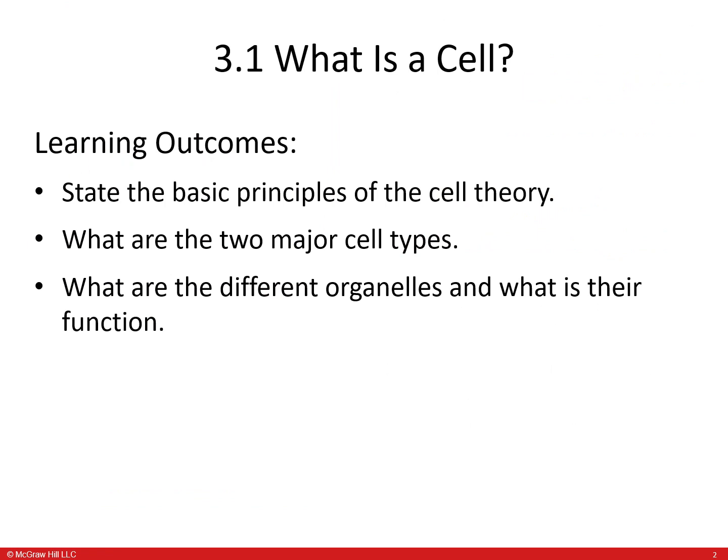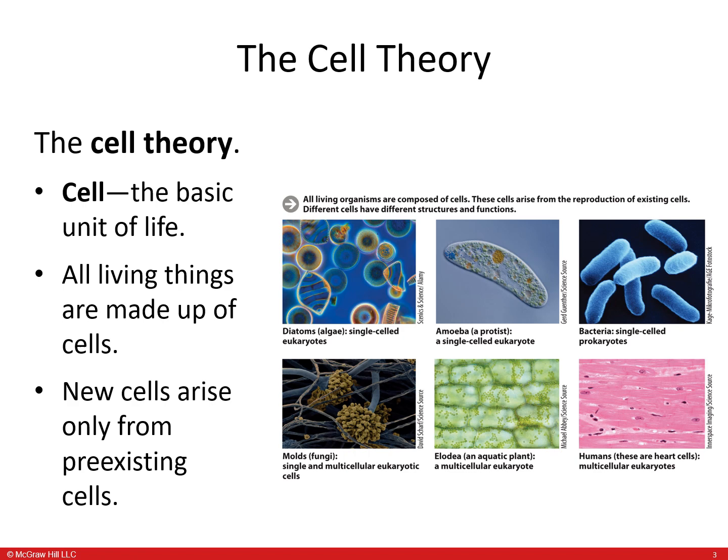So the learning outcomes for this chapter are: we're going to state the basic principles of the cell theory, what are the two major cell types, what are the different organelles, and what is their function. Well, the cell theory states the cell is the basic unit of life, and all living things are made out of cells, and new cells arise only from pre-existing cells.